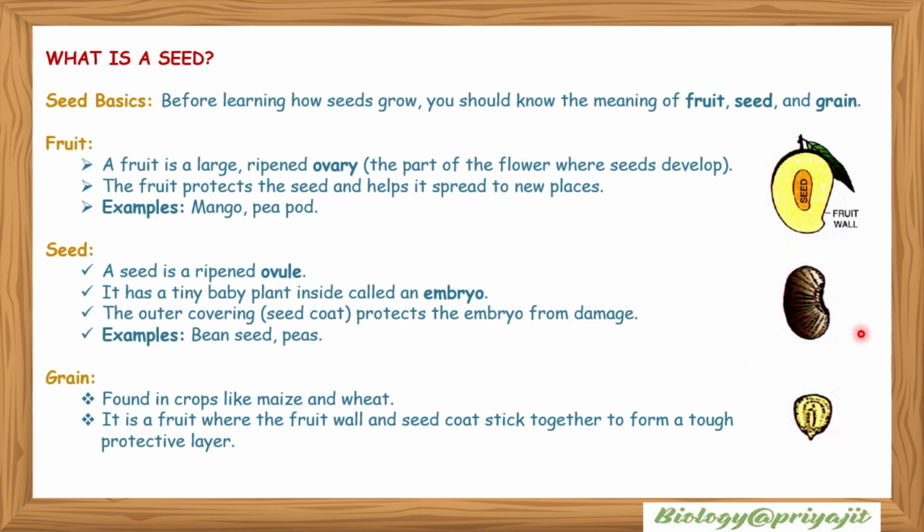This is the image of the seed. This is the image of a fruit. This is the seed inside. This is the fruit wall. And grain is found in crops like maize and wheat. It is a fruit where the fruit wall and seed coat stick together to form a tough protective layer.